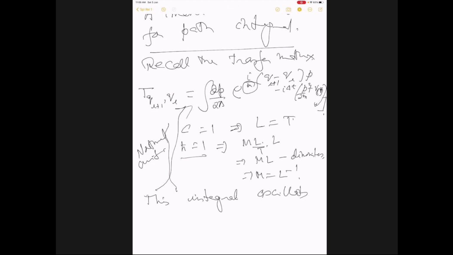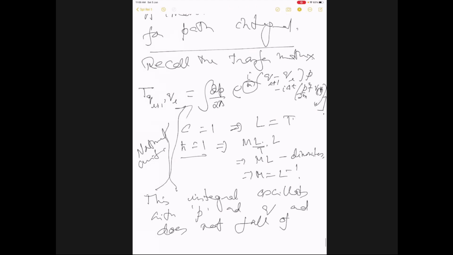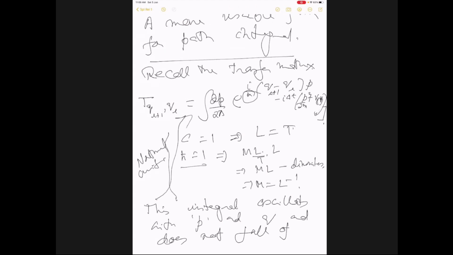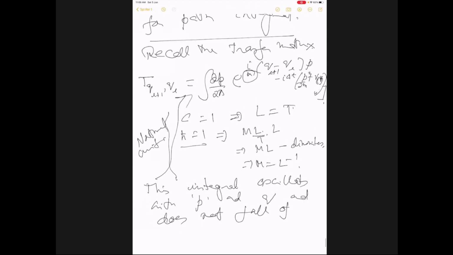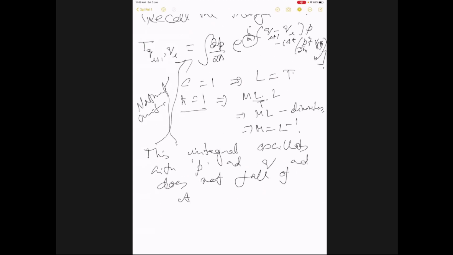This integral oscillates with P and Q and does not fall off, because you can see that there is an oscillatory factor e to the power i that does not fall off as QP goes to infinity.